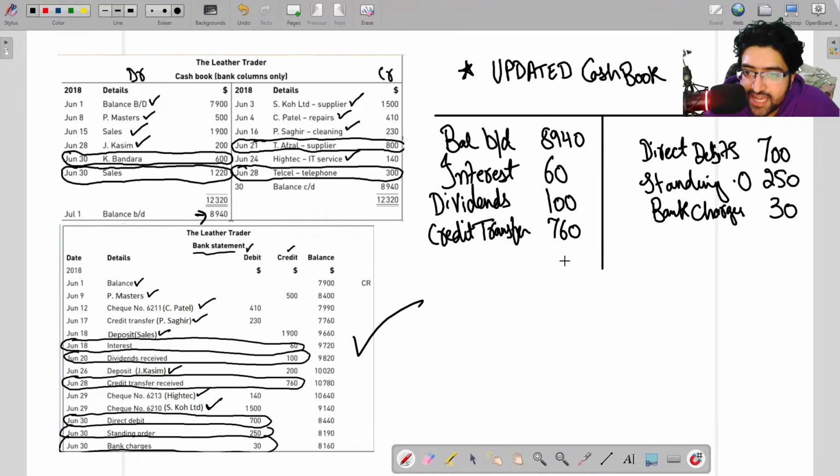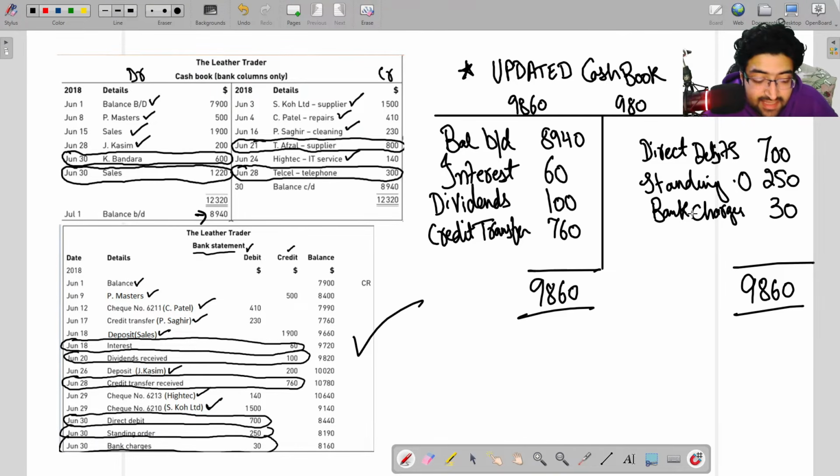Now we will balance this cash book, and we will have the balance of the updated cash book. So we are done with step 1. 8940 plus 60 plus 100 plus 760. The total of this side is 9860. The total of the credit side is 700 plus 250 plus 30, which is 980. So obviously the debit side is heavier. Hopefully you all know how to balance T accounts. 9860. So minus 980 from 9860 to get the balance carried down.